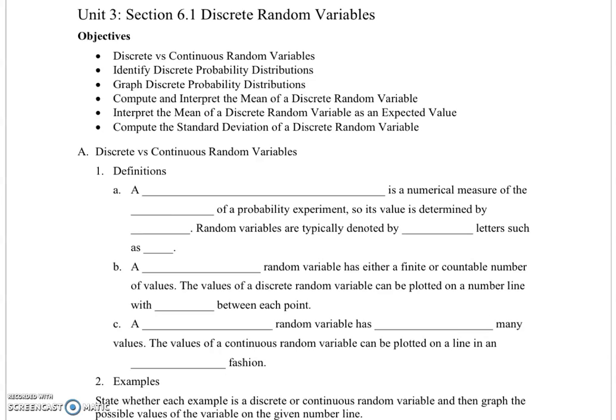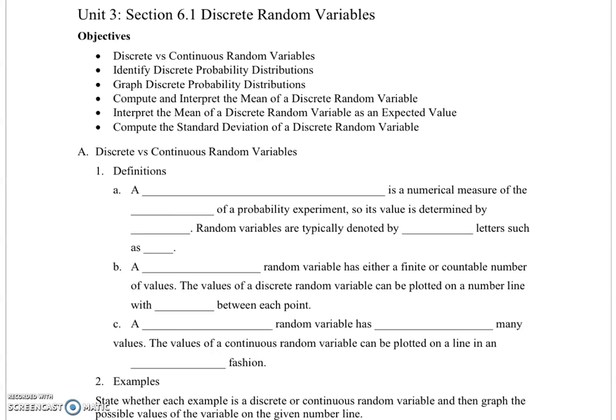We have talked about graphing and how we find the mean, median, and mode, and the standard deviation, and the variance, and the range, and all kinds of descriptive statistics for samples of data. Now we're going to talk about random variables.